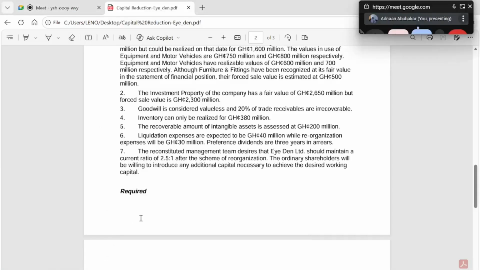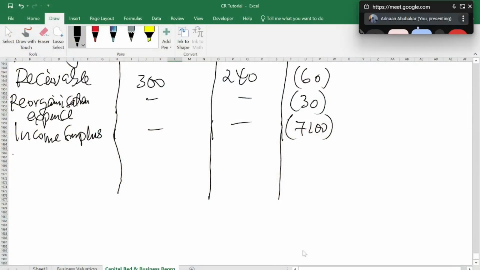But watch here. There is some item here. They said in the last paragraph, the seven, I said you should underline it. Preference shares dividends are not paid for three years. So it will affect the reorganization losses. Preferential dividend will increase the losses to be borne. Do you understand? So that one, that's preference dividend, 12%.